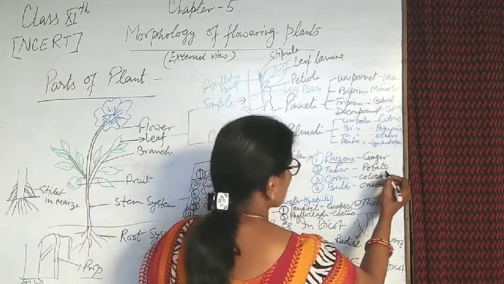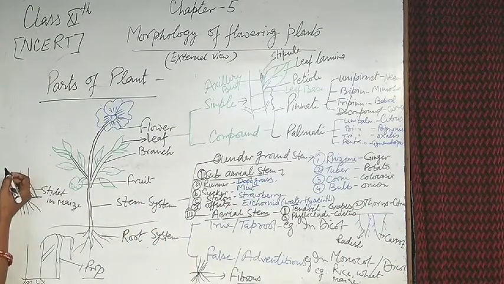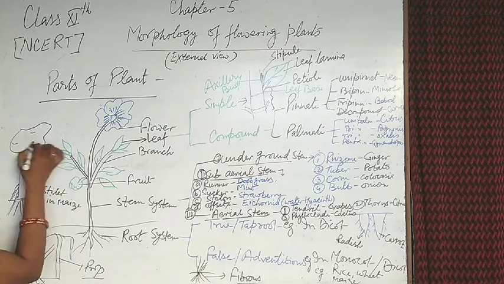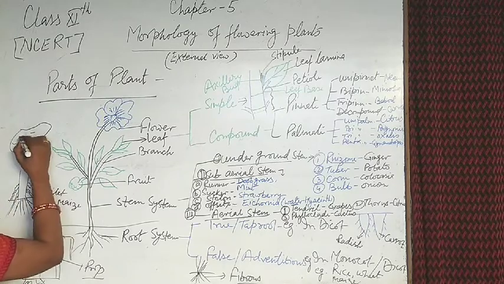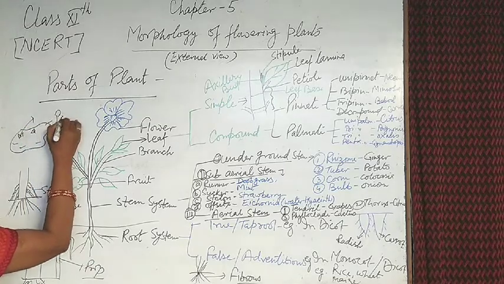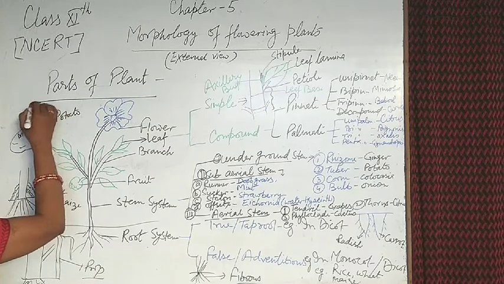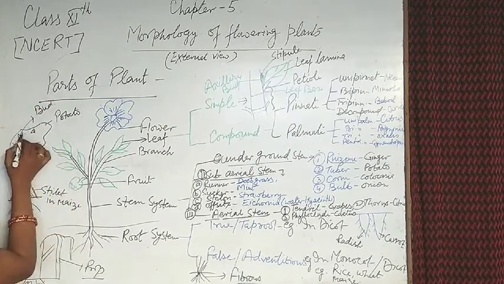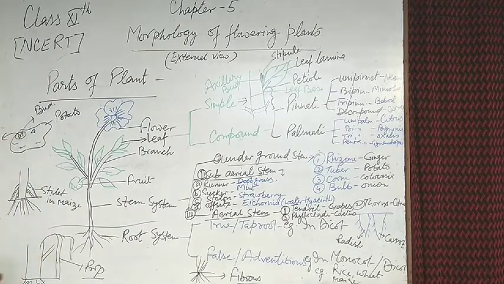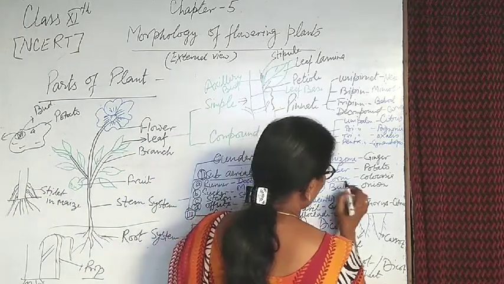The other is tuber, underground in the soil, like potato. Potato is a modified stem part. Vegetative growth occurs in potato, and the bud, like an eye, when put on the soil, grows into a new plant. And the third one is corm.